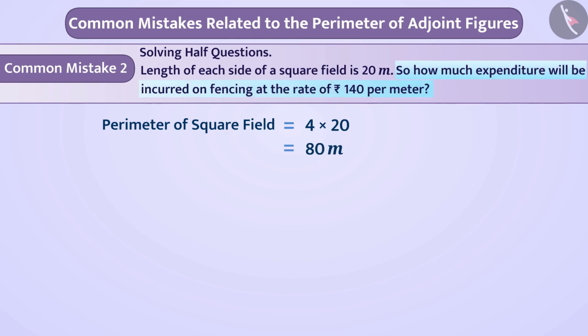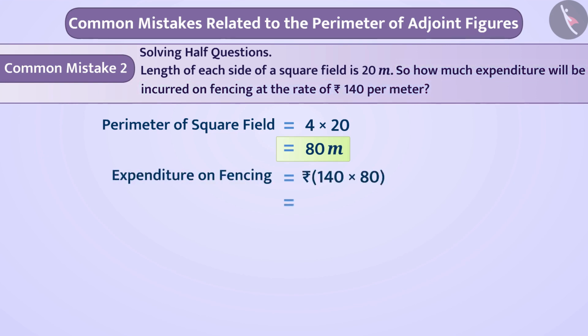They forget to simplify the question further. Like here, they know the perimeter but forget to find the cost of the fencing. Expenditure on fencing is equal to 140 rupees multiplied by 80, which is equal to 11,200 rupees. To avoid this kind of mistake, one should solve the questions keeping in mind what has been asked in the question.